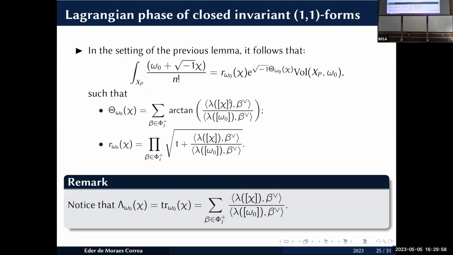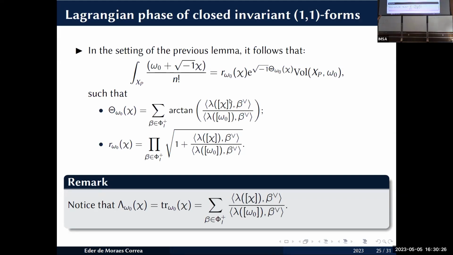Here we can compute explicitly everything. If we start with the integral, which we use to define topological constants, we have this concrete expression. And the Lagrangian phase of the G-invariant is given essentially by the sum of the arctangent of these functions. And we can also compute the first Chern number.